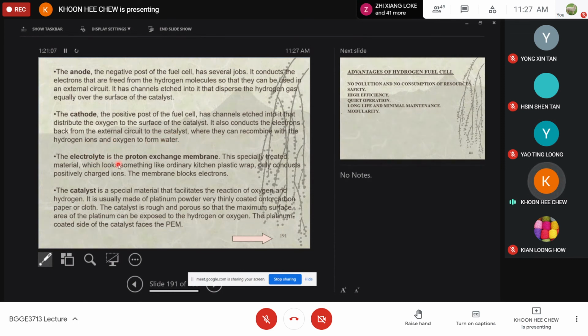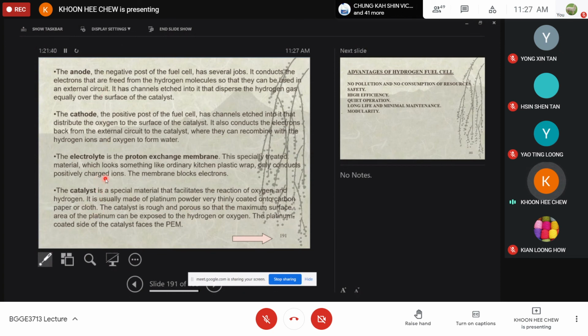The electrolyte is a proton exchange membrane. This is a specially treated material which looks something like an ordinary kitchen plastic wrap. And the catalyst is the special material that facilitates the reactions of oxygen and hydrogen. It makes the reaction faster. It is usually made of platinum powder, very thinly coated on paper or cloth. So these are the components in the fuel cell.